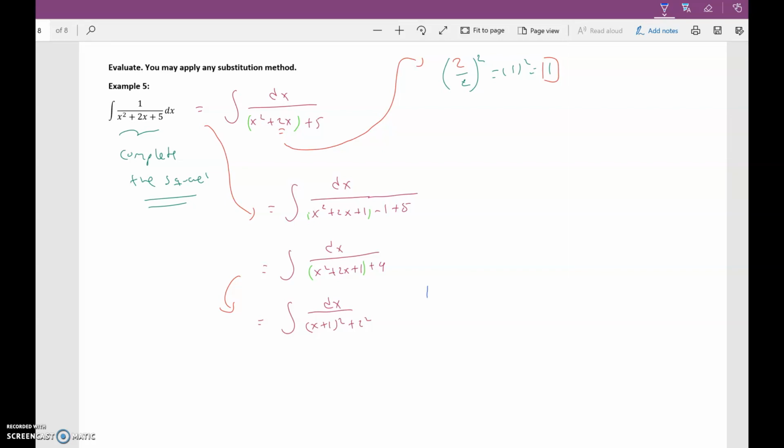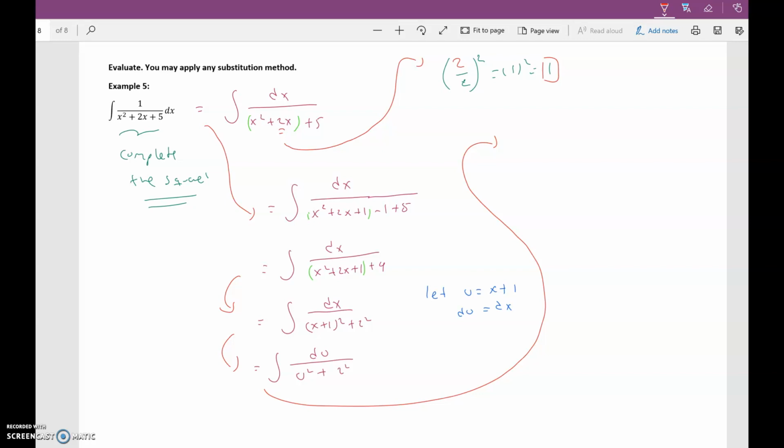So what I'm going to do here is let u equal x plus 1. Then du is equal to dx. And this one's done. So we're looking at now the actual integral of du over u squared plus 2 to the second. And now it's in the proper format.